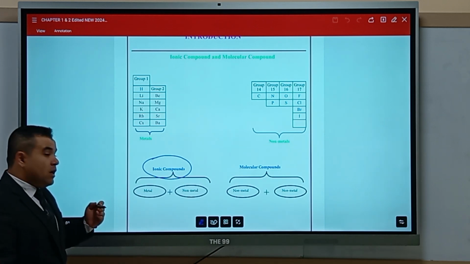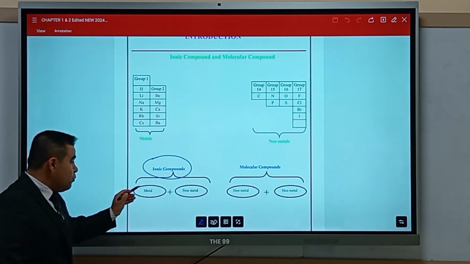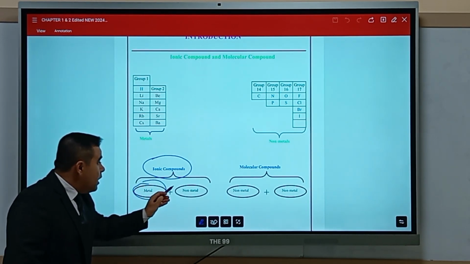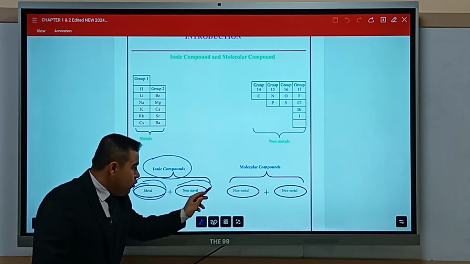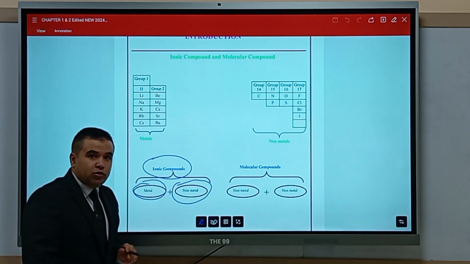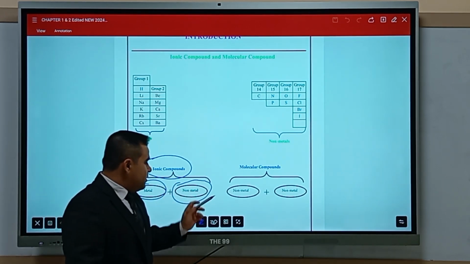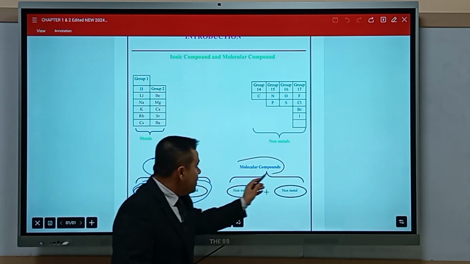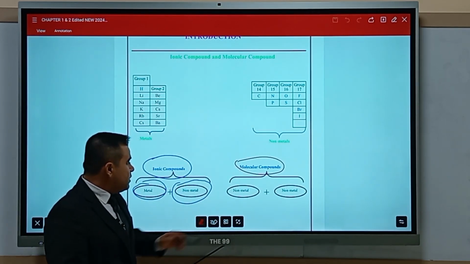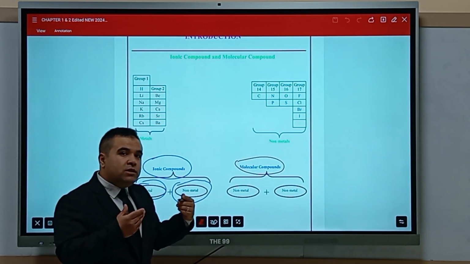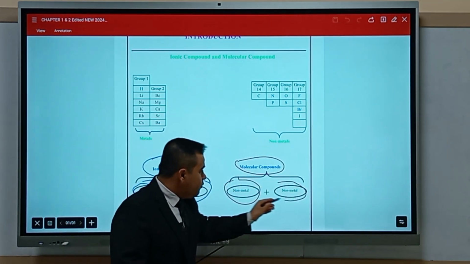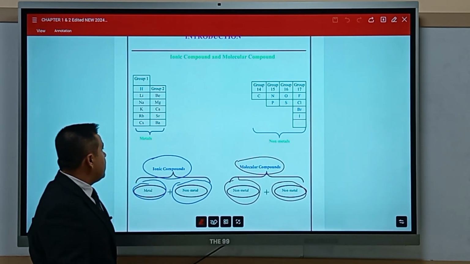compounds which are composed of a metal. The structure is from a combination or a bonding between a metal and a non-metal. And the second type of compound is a molecular compound, guys. The molecular compounds are those compounds that are composed of two non-metals. So a non-metal with another non-metal.